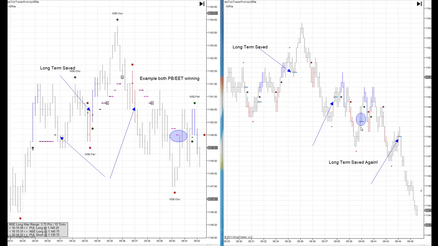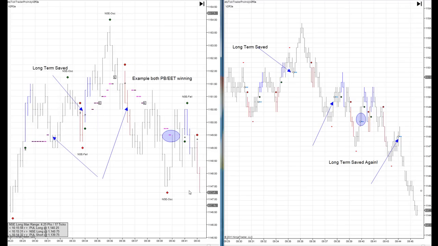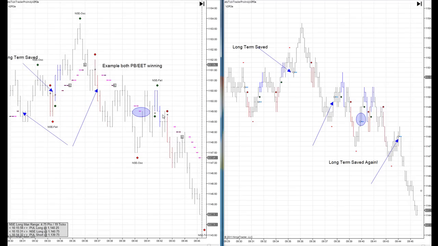If you were to grab the EET, bam, nice winner. And if you were to grab the pullback trade, you had a nice winner as well. Okay, well then the long-term filter goes short. So what do we do? We can take the short entry or we can stay in the pullback trade, right? And we avoid a long EET here, which was a clear losing trade.